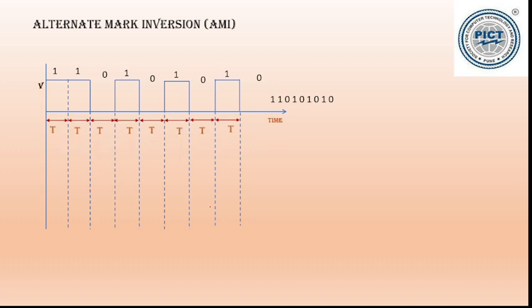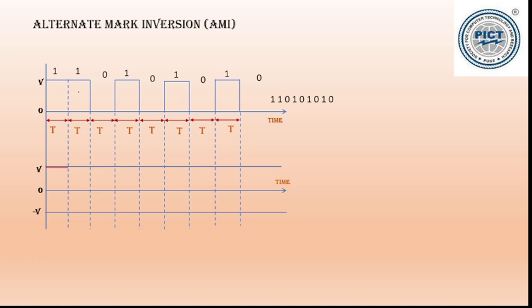So T seconds we are considering here. The voltage levels are 0 to V volt. Now let us draw the AMI line code. It is using three levels, plus V, minus V and zero. Now the first 1 is represented by plus V volt. The next 1 will be represented by minus V. First one plus V, next one minus V. Next is 0. So the 0 will go to the zero line.